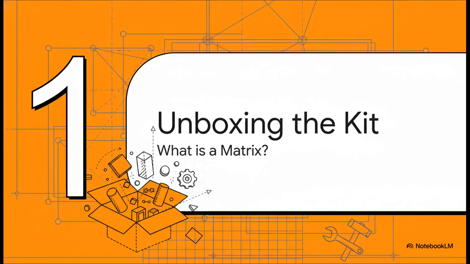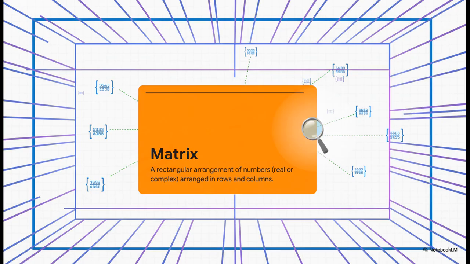Every great toolkit starts with the basics. So before we can jump in and start solving things, we've got to unbox our components. We need to understand what a matrix actually is. Think of this as us looking at the blueprint for all of our tools. At its heart, a matrix is incredibly simple. It's really just a grid of numbers. That's it. It's a neat, organized rectangle where every single number has its own specific spot, right? It's defined by the row it's in and the column it's in. And believe it or not, this simple little structure is what gives it all its power.